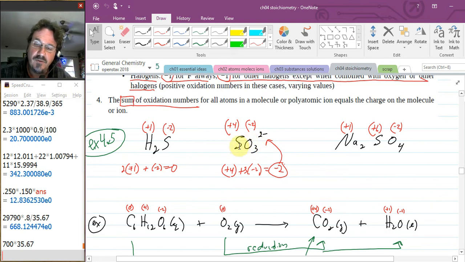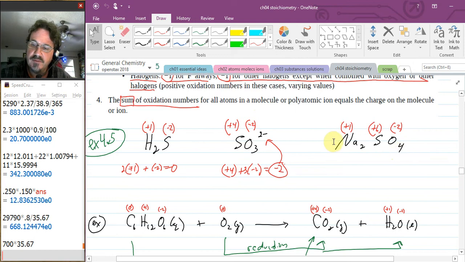Now I need sulfur to add up with that -6 to give me a -2, which is equal to the whole thing. It must be +4. Right? Again, if you add that up, a +4 and 3 -2s, that adds up to -2. All right, so here's my oxidation numbers here. +4 for the sulfur, -2 for the oxygen. All right, here's another one.